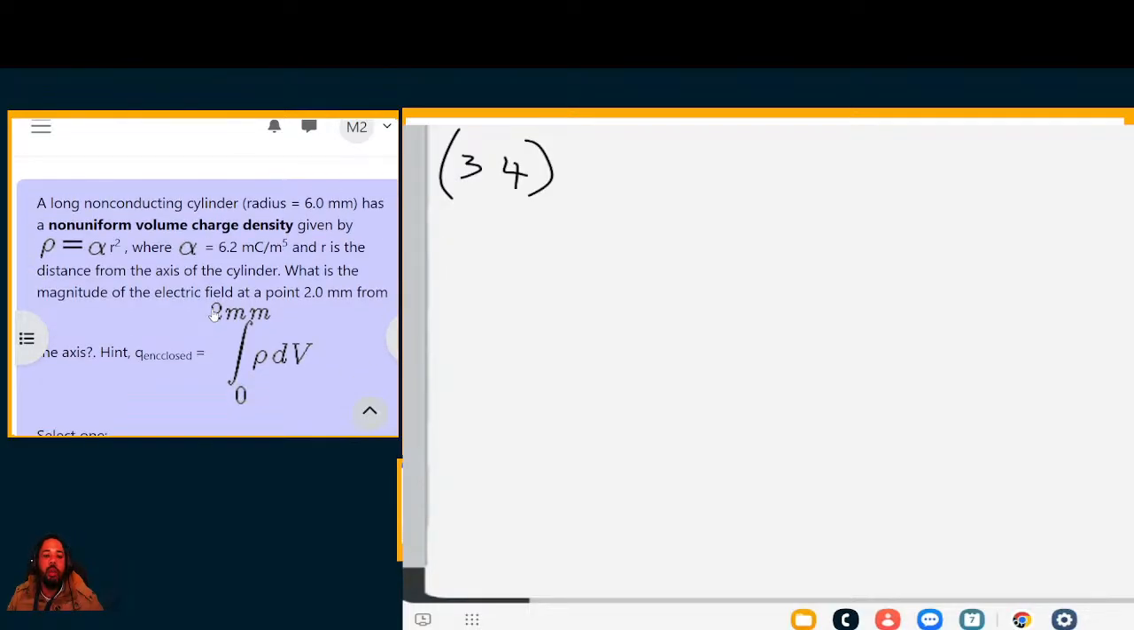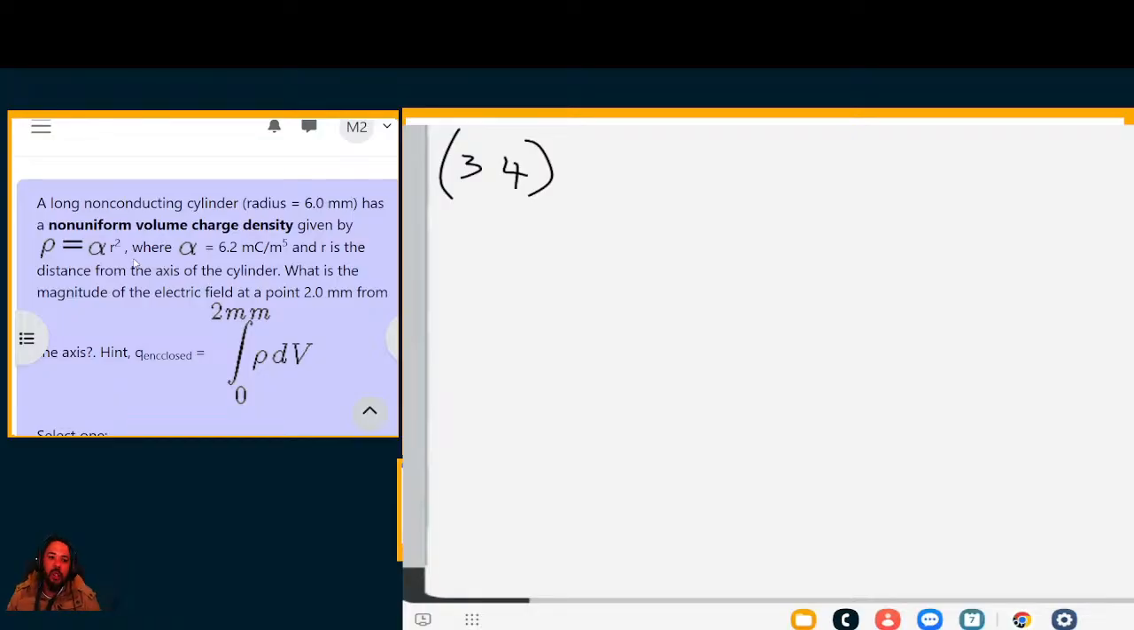A long conducting cylinder has a radius of 6 millimeters, which in this case is going to be 0.06, or just 6 times 10 to the negative 3 is easier. It has a non-uniform volume charge density. This is a problem usually because it's not uniform anymore. It changes the further you go out from the cylinder's axis.